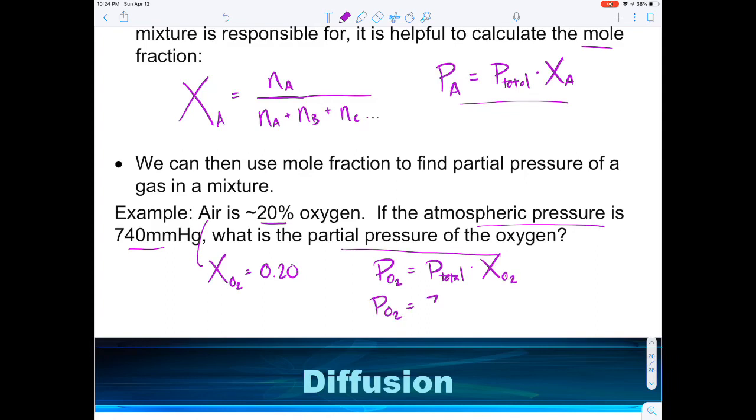When we plug in our numbers, what is the partial pressure of oxygen? Well, the total pressure is 740. If I multiply that by 0.2, or in other words, if I take 20% of it, I will find the partial pressure of the oxygen. And in this case, I wish I could do that in my head quickly, it is 148. Sig figs, I guess we have to round. That's kind of annoying. 150 millimeters of mercury is the partial pressure of the oxygen in this example, and we will do more examples in class.